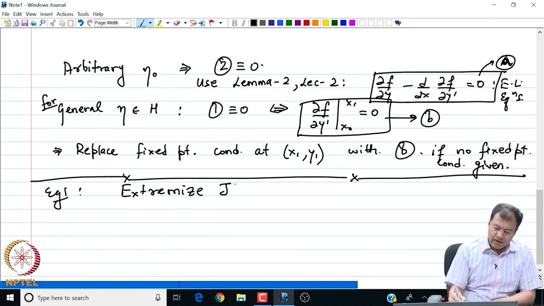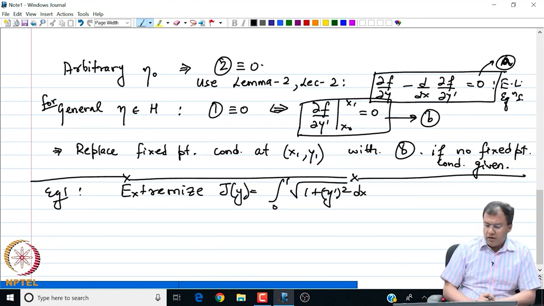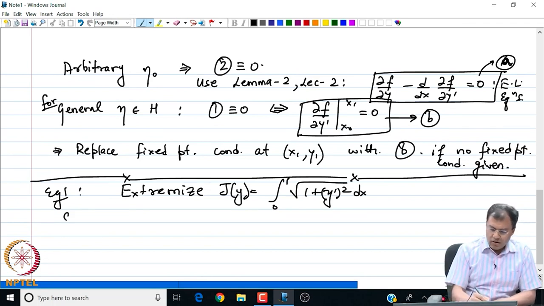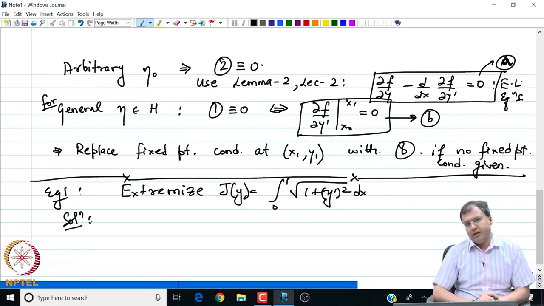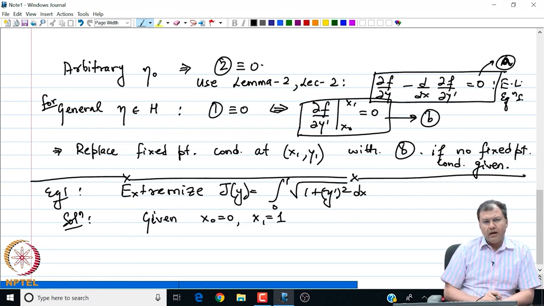Extremize the functional J of y, which is the integral from 0 to 1 of the square root of 1 plus y prime squared dx. Now we are not given any boundary condition here. We are given that x naught is 0 and x 1 is 1. We are not given the value of y at x naught and y at x 1. So, no fixed point boundary conditions are given.